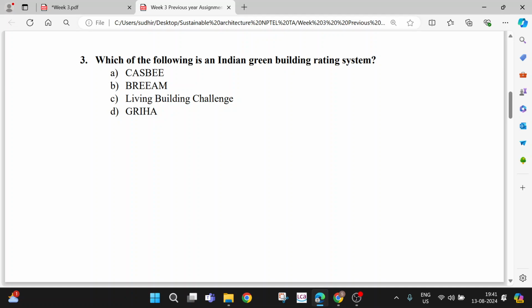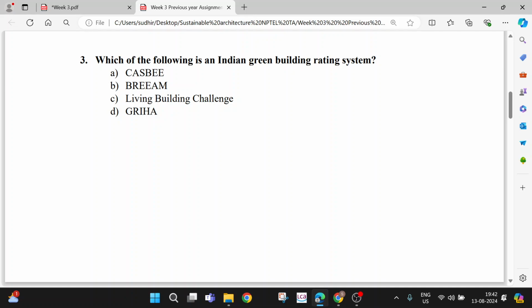Which of the following is an Indian green building rating system? Option D, sir. Griha. Okay. Then can anybody tell me which country is following this CASBEE rating system? Let's try to identify. Griha is for India. Then the first one, CASBEE, is it from Japan? Yes, Japan, sir.